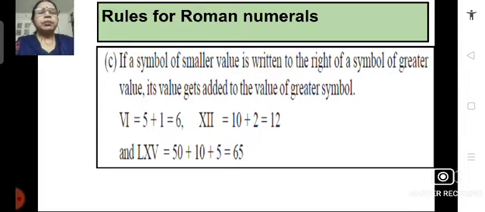So we have to remember that if a symbol of smaller value is written to the right of a symbol of greater value, its value gets added to the value of the greater symbol.